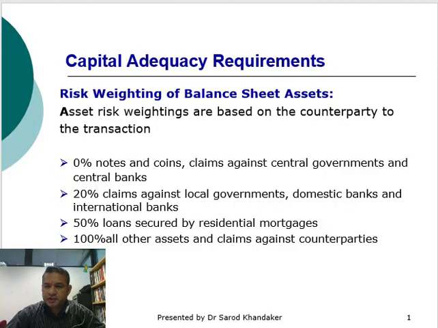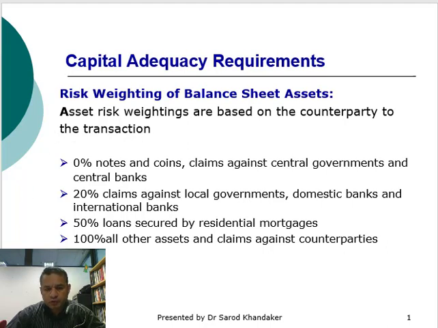Well, today we'll talk about the capital adequacy requirement, which is the requirement for Basel II capital adequacy. What we're going to do today is the risk weighting of balance sheet assets. As we know from the commercial banking chapter, every asset on the bank balance sheet needs to be risk weighted, which is based on the liquidity requirement of the Basel II capital adequacy standard.